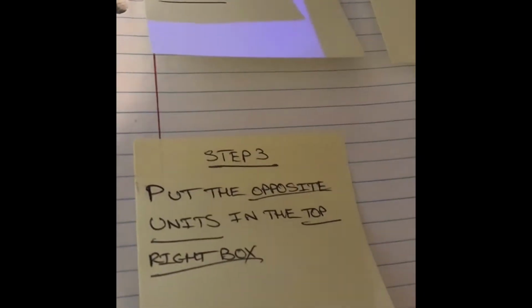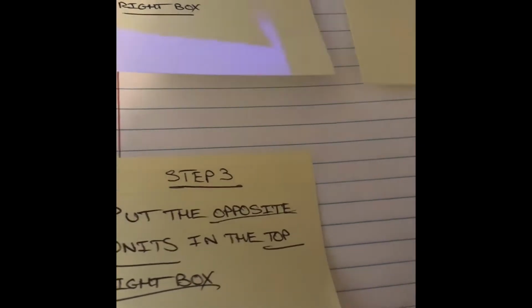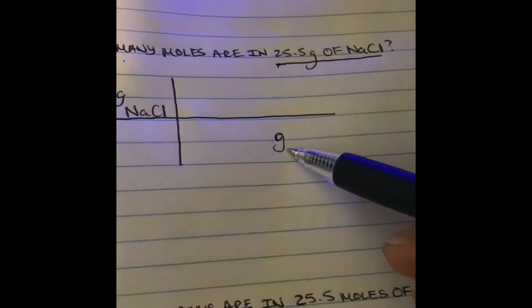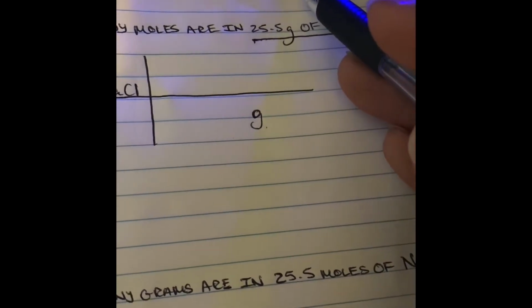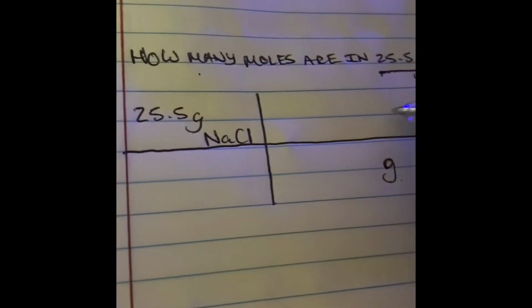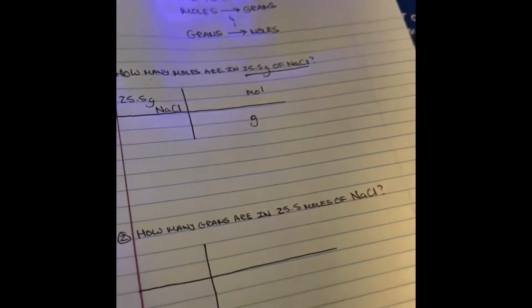All right. Number 3, it says put the opposite units in the top right box. Well, we just put grams, so the opposite unit in this case of grams is obviously moles because we're only dealing with grams and moles. That's it. So we're going to put moles up here. M-O-L. M-O-L is moles, just in case you didn't know.